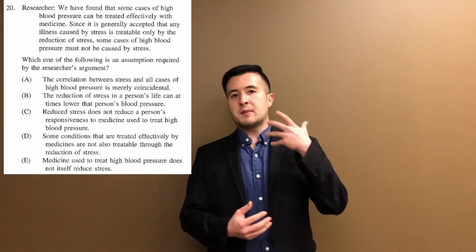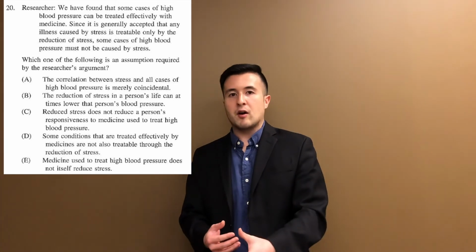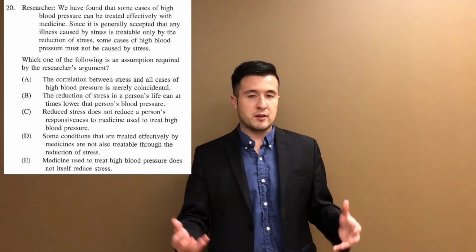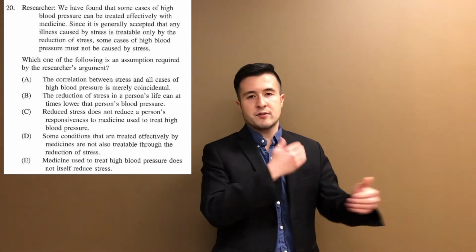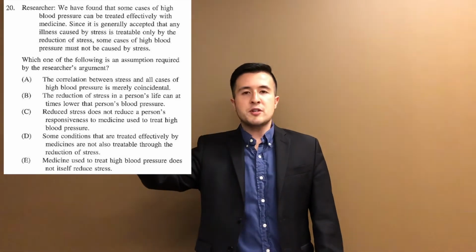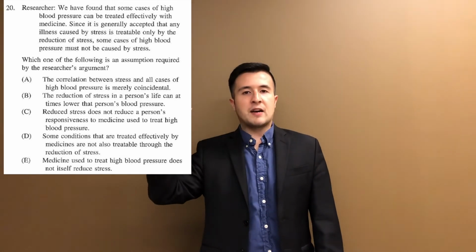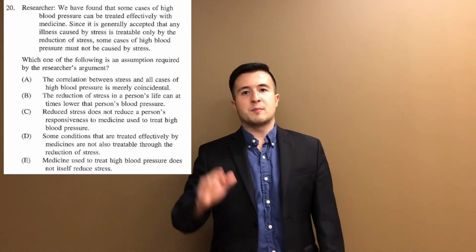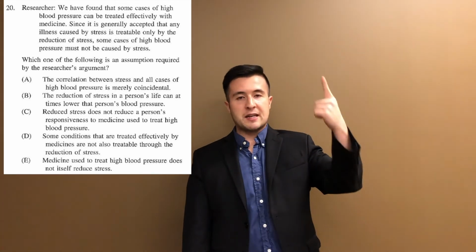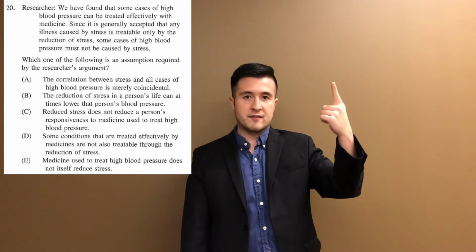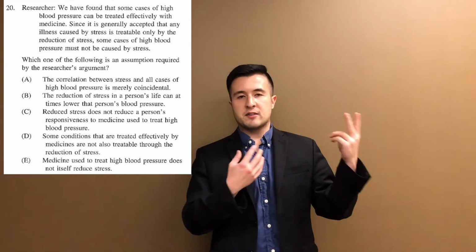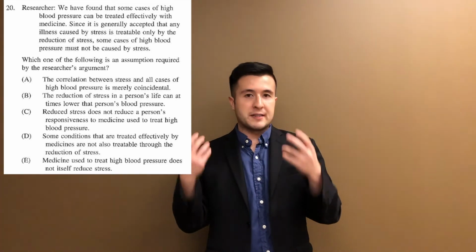Now I note that if we used the negation method and dealt with negating all 5 answer choices, it would take much longer than the time that you would be allotted per question. So let's follow this method and hopefully pre-answer the question, and we can use the negation method as a double check. So the conclusion in this case is some cases of high blood pressure must not be caused by stress. The 2 pieces of support in this argument are that some cases of high blood pressure have been dealt with using medicine. And secondly, any cases that are caused by stress are only treatable by the reduction of stress.